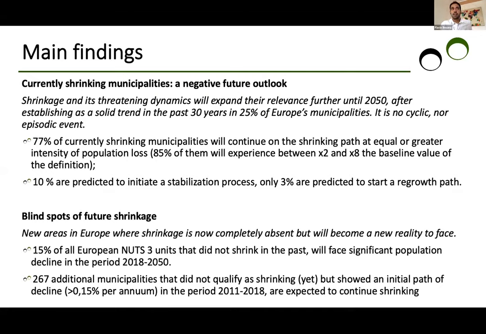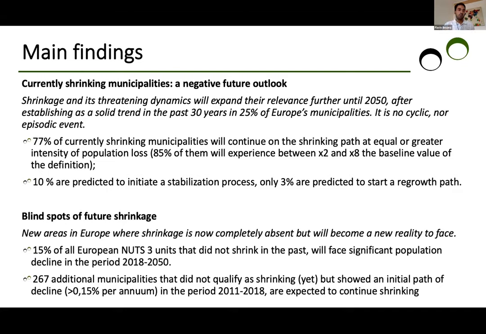Only 10% are predicted to initiate a stabilization process, meaning that they will continue shrinking at a lower level of intensity. These do not tell a lot, because it can be municipalities that have lost in the past 30 years 30% of their population. Now they naturally reduce the pace, but there's still something to be tackled. And then only 3% are predicted to start a regrowth path from now to 2050.